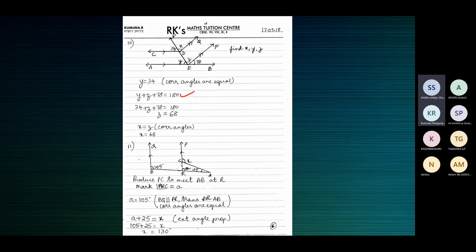I'm waiting for the answer from you. Ma'am, the sum of the angles in a straight line is 180. Very good. Sum of the angles on a straight line is equal to 180 degrees. So since we know y, substitute the value of y and you can find z. Z is equal to 68 degrees.